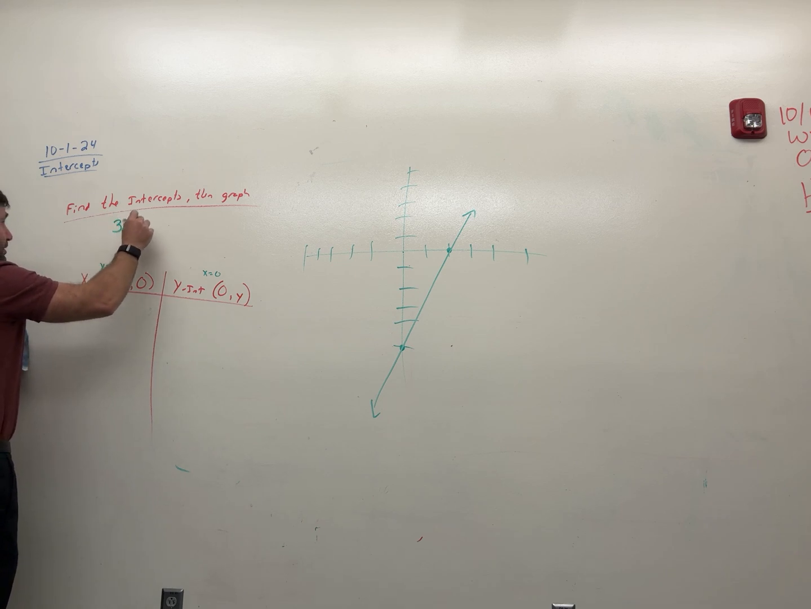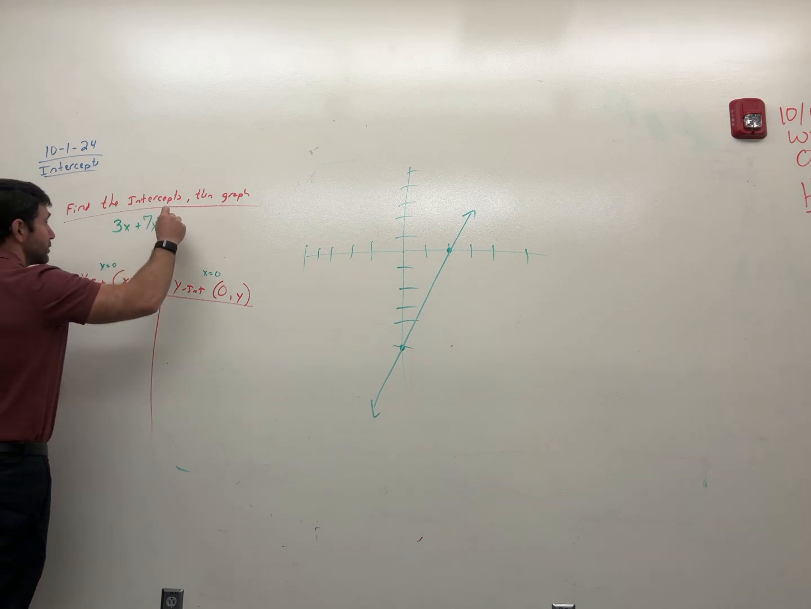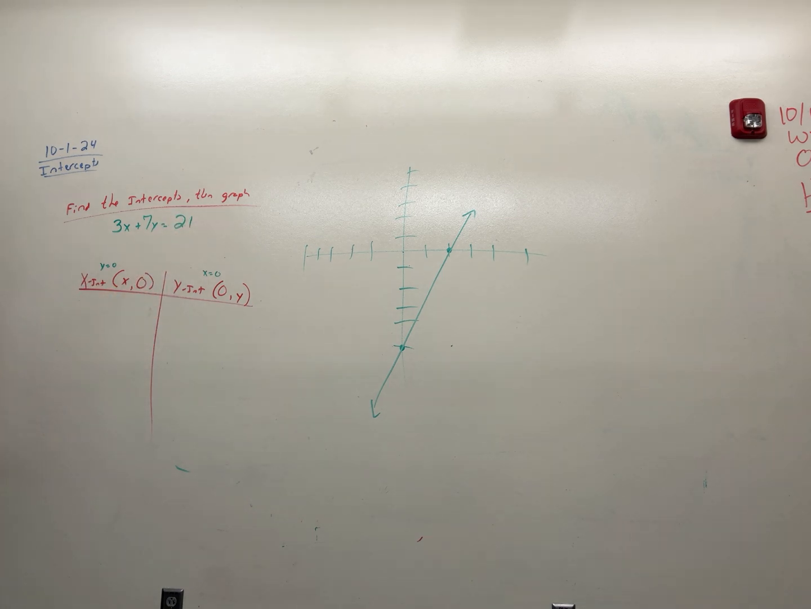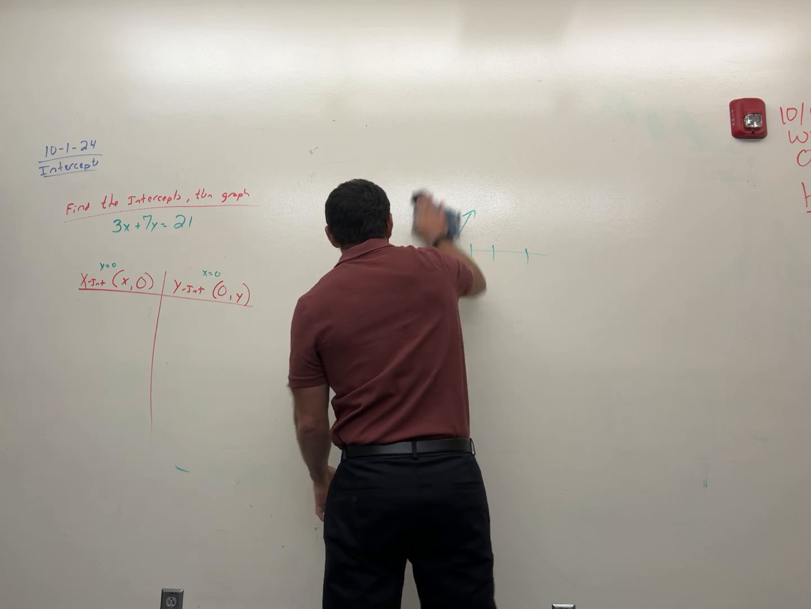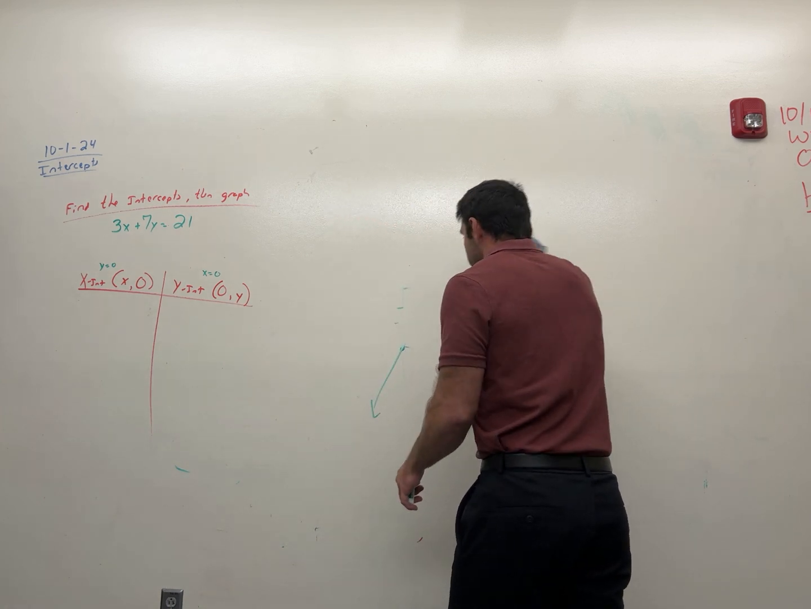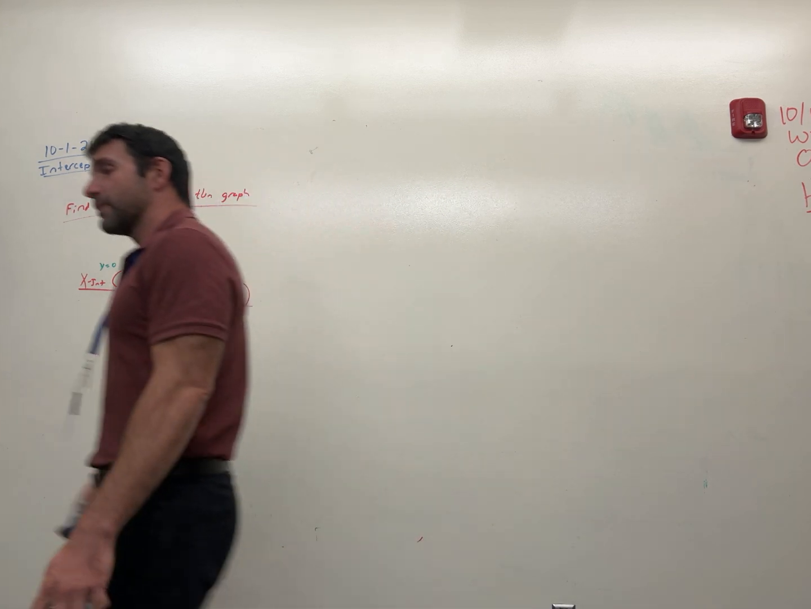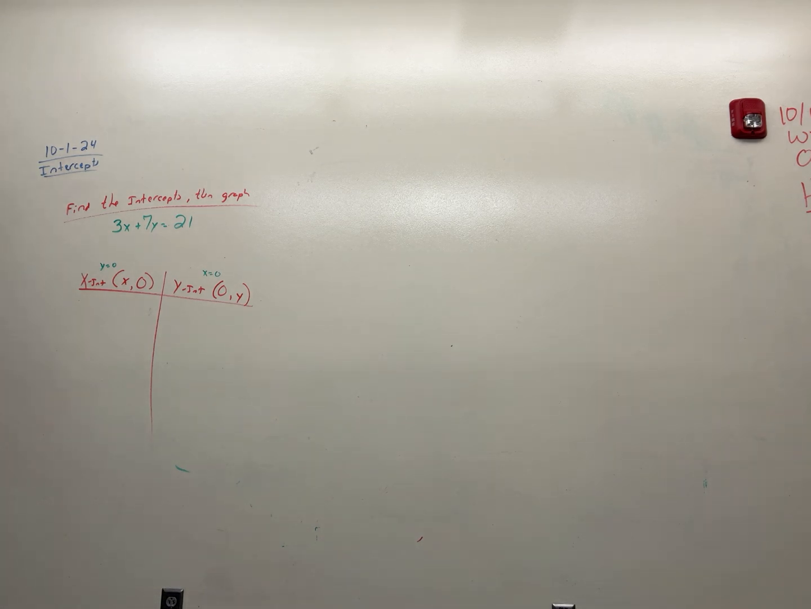Three x plus 7y equals 21. Okay. Let's see if we can do this one. Go ahead, start it, see what you come up with. Try to find your x and your y intercepts.